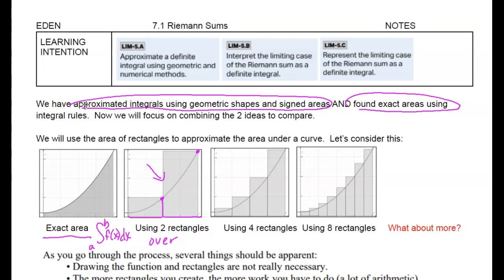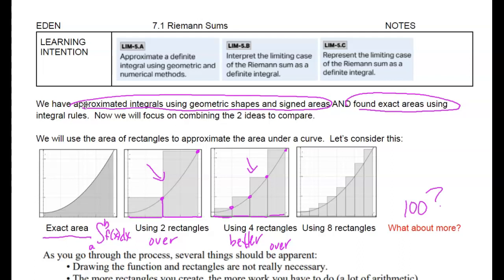Well, what if we use four rectangles? Same thing. We want all the same width, and the heights have to touch the curve. And so this is a better answer, but it's still over. So how can I get even closer? What if we use 8? That's even better. What if I used 20 or 50 or 100 rectangles? Well, the more rectangles we use, the more exact it's going to be.